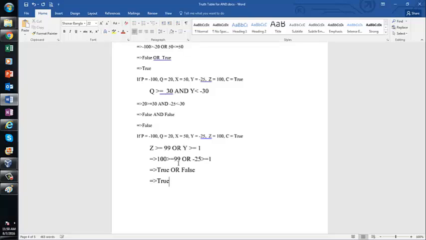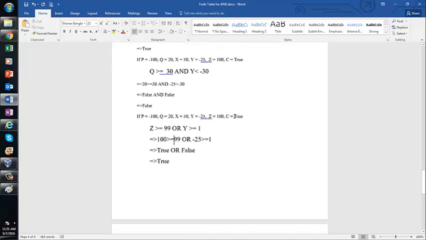So how many of you got this one right? 100 is greater than or equal to 99. See here, look at the screen. If any of these is true, so 100 is not equal to 99, but it is greater than 99. So one of the conditions is true. If one of the conditions is true here, then it is true. Okay, then let me go to the next question.